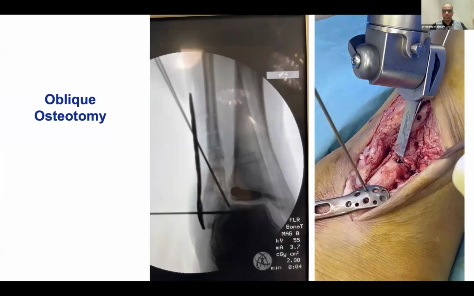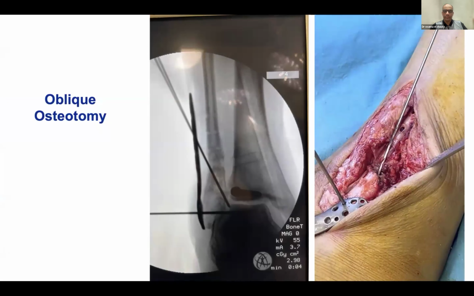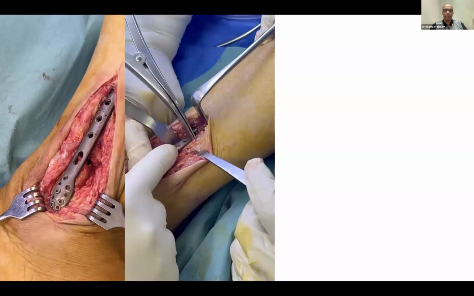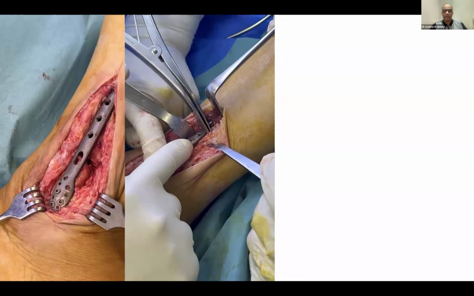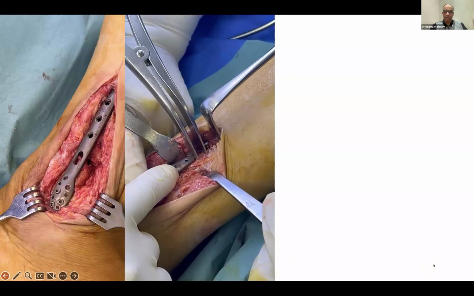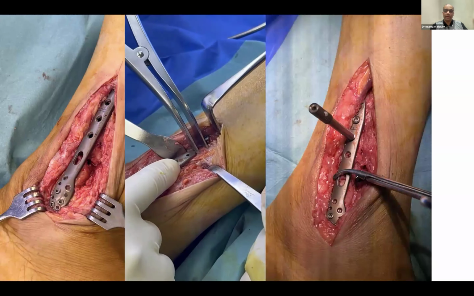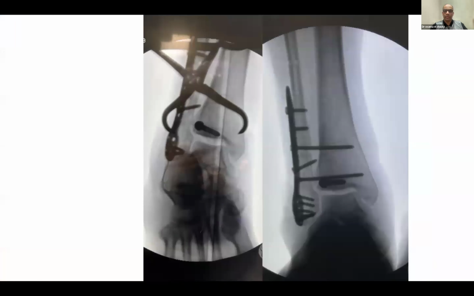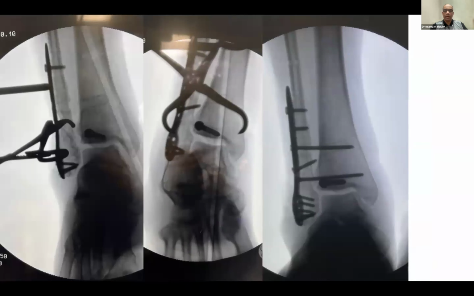We plan the site of osteotomy. We do it in this way. And then we make distraction using this laminar spreader. And then we fix the fibular plate again, and we close the osteotomy. Then we reduce the syndesmotic joint with a clamp, like you see now, and then we put a syndesmotic screw. And this is the restoration of the length of the fibula.